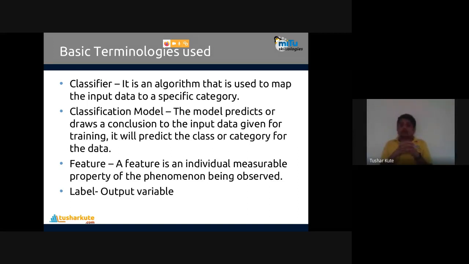Second is the model, the classification model. The model predicts or draws a conclusion from the input data given in training. It will predict the class or category for the data. The model is a statistical structure created with the help of the data. The third is feature and label. A feature is the input variable to the classifier, an individual measurable property of the phenomenon being observed. Input data is called the feature and output data is called the label.